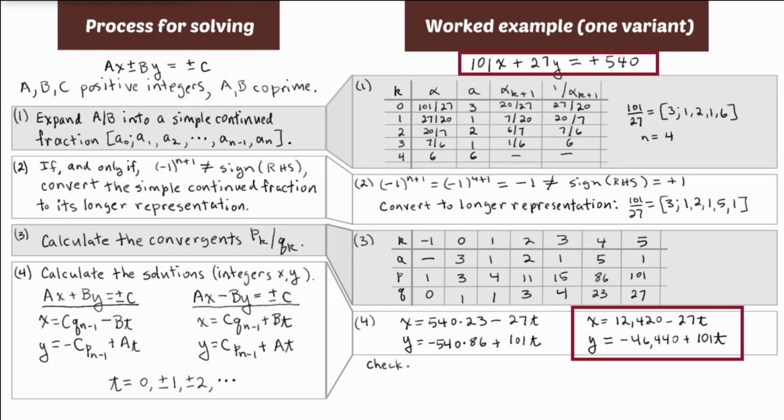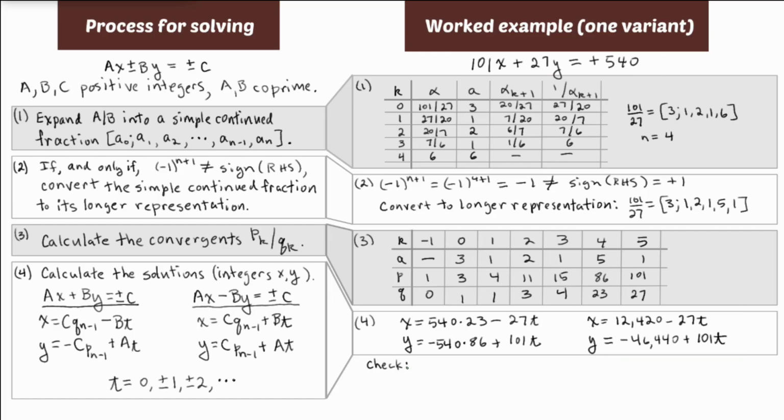One way to check if we got this right is to calculate some values of x and y in 101x plus 27y. You can make a little table with columns for t, x, y, and 101x plus 27y. In each row, we should get 540 in that last column for 101x plus 27y. I'll leave it to you to do this though.